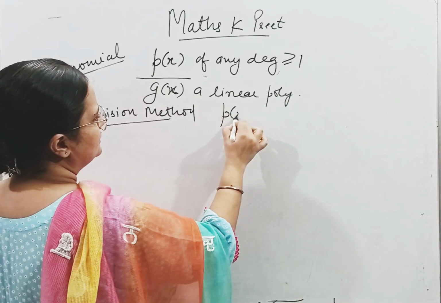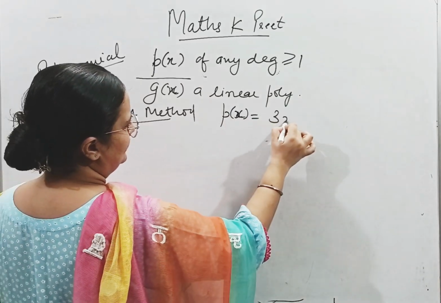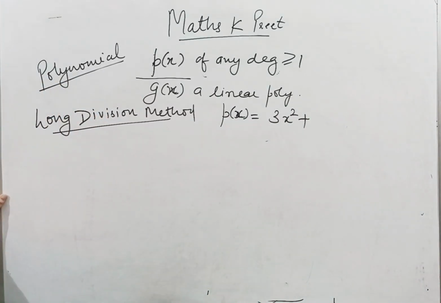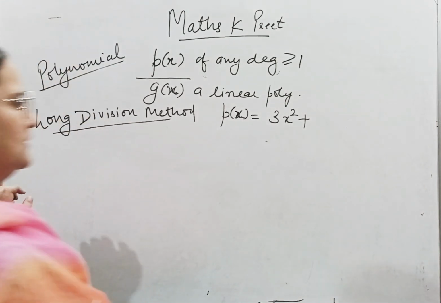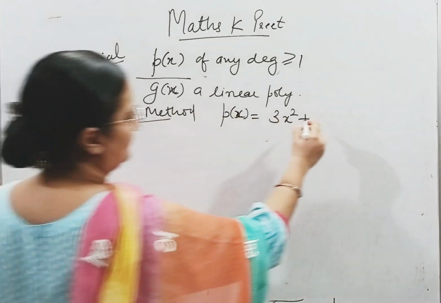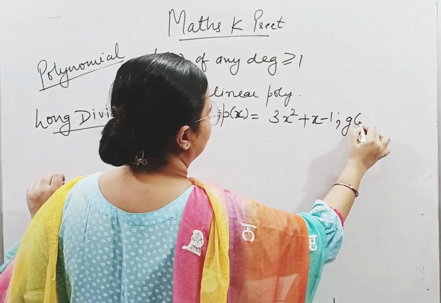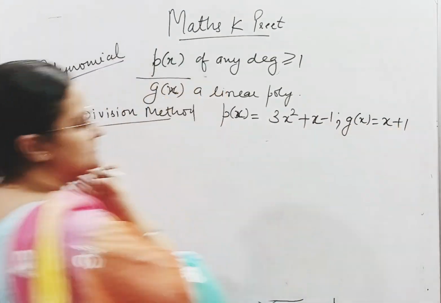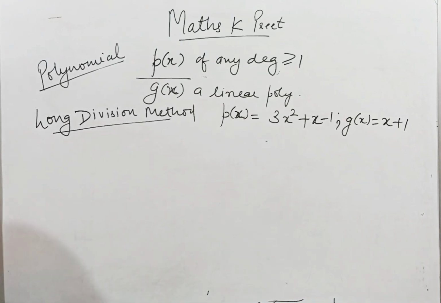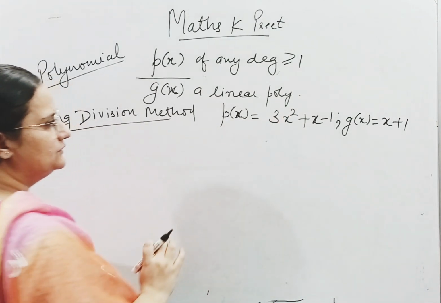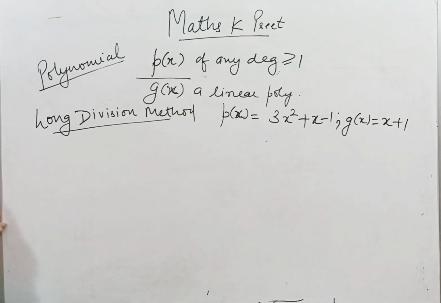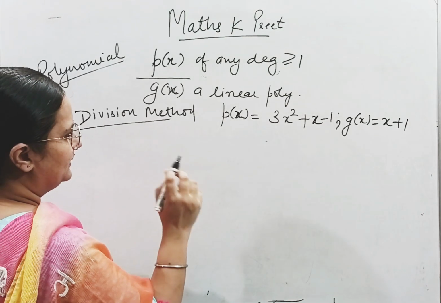Say p of x is equal to 3x square plus x minus 1, and g of x is equal to x plus 1. So clearly g of x is a linear polynomial, and p of x is a polynomial of degree 2. All about linear polynomial, degrees, binomial, monomial, all these concepts were given in the basic video for polynomials. You can check the concepts from there.